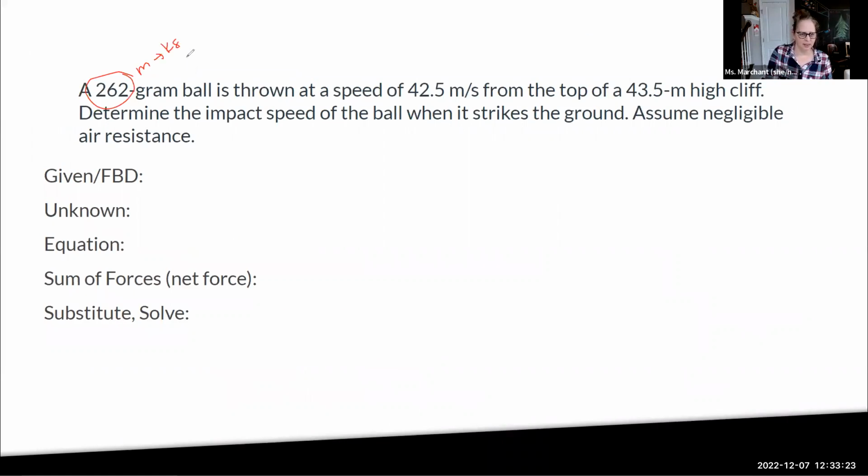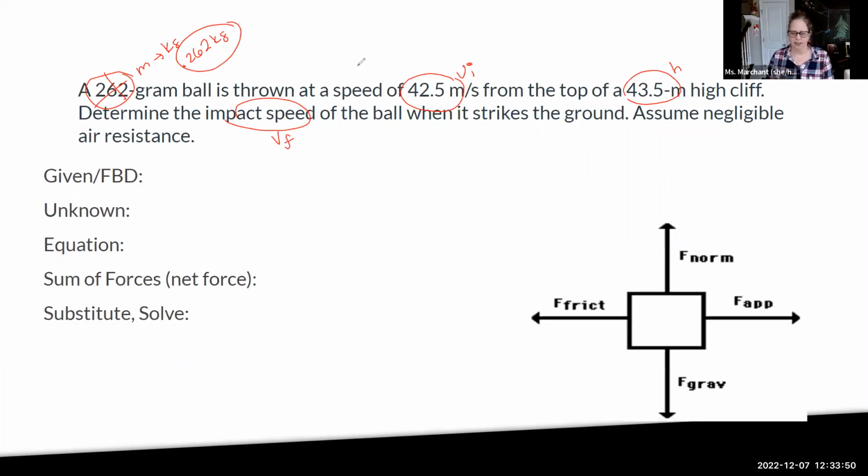That's probably going to need to be in kilograms if I actually need a mass, but I'm just going to put it there right now so I don't forget. Thrown at a speed of 42.5, so that's my initial, from the top of a hill. Determine the impact speeds. That's going to be the velocity final when it strikes the ground. Negligible air resistance, so that I know I can use my conservation of mass equations, etc.